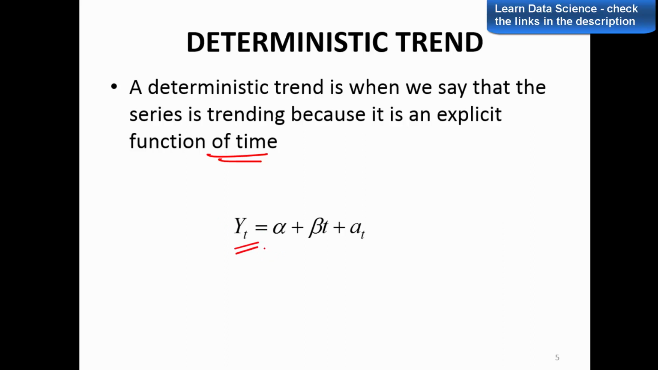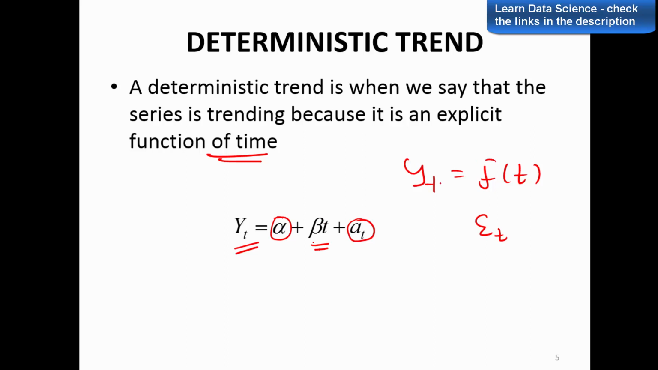The time series yt is just a function of the time. Okay, so yt is just a function of time and nothing else. Alpha is just a constant. At is this error term. Sometimes we use epsilon t, I've just used at. And beta is the slope parameter. So the only variable here in this equation is t.